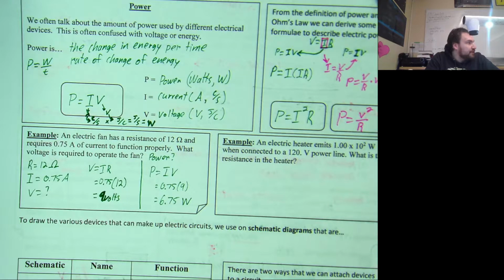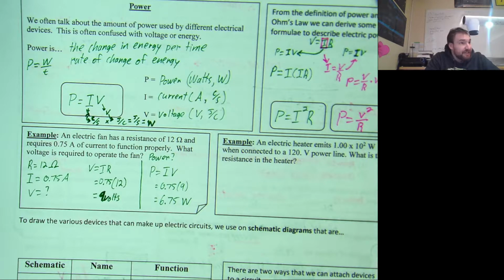120 volts is the potential difference provided by an outlet in a wall in North America. Europe, 240. Brazil, is it 240 in Brazil, or is it 120 in Brazil? You can plug something from North America into the wall in Brazil and it doesn't blow up? The only difference is the shape? Yeah, the shape. Different.